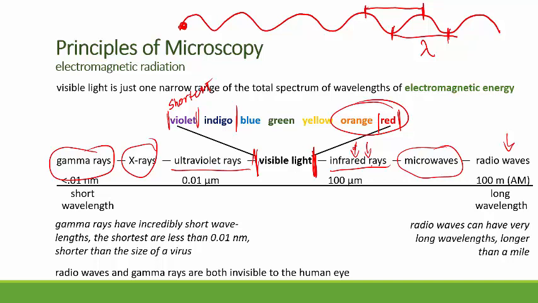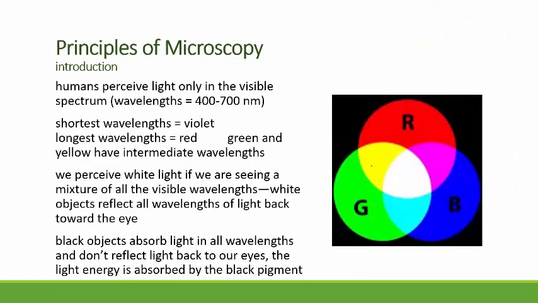Okay, so that is a little bit about electromagnetic radiation, and some about how we perceive light and make sense of it. So those visible wavelengths, the ROY G. BIV: red, orange, yellow, green, blue, indigo, violet. There we are.